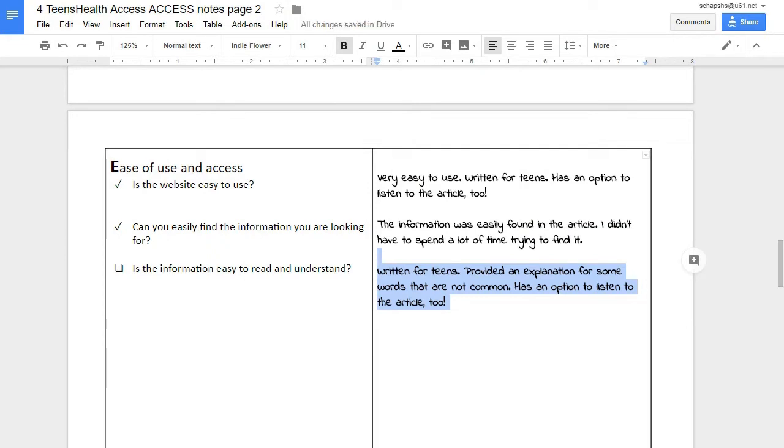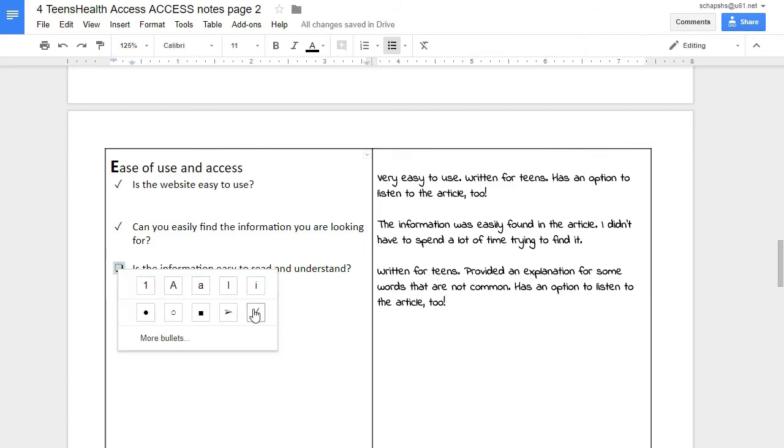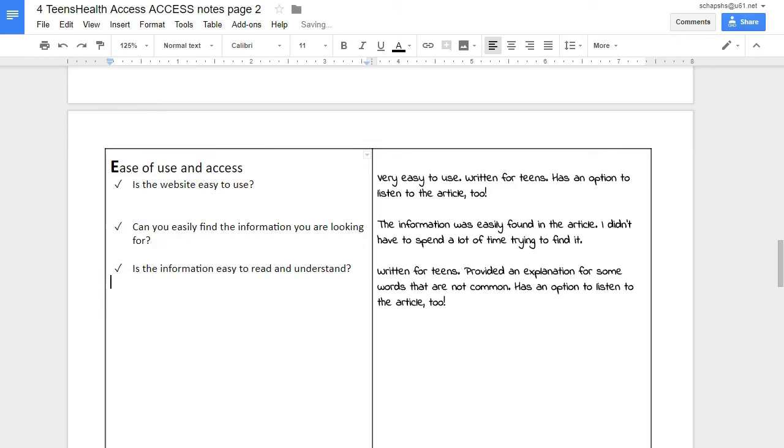So for my teenshealth.org site, it does seem to be written for teens. It's in friendly language, and it also has links to things that if teens had questions about it, they could get more information. And again, because it had that option to listen to the article too, that helps to make it easy to read and understand. So this one earns a check for all three of the questions for ease of use and access. Now we're on to the next section, which is situations.